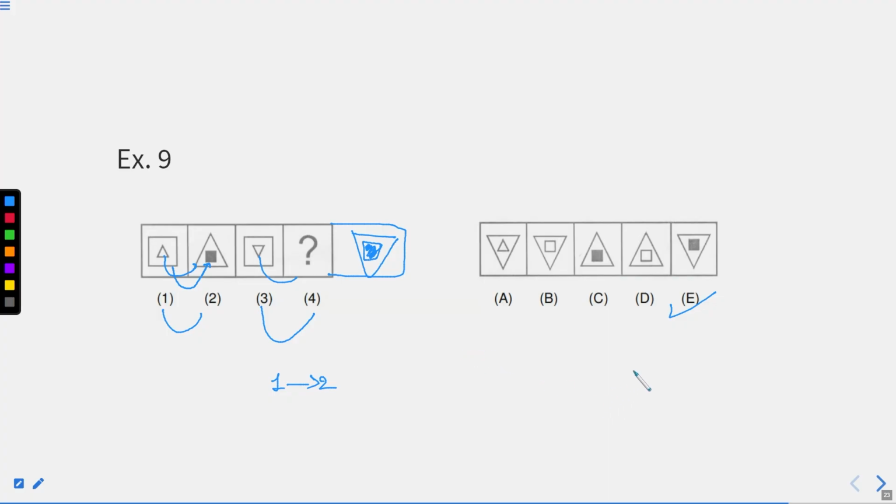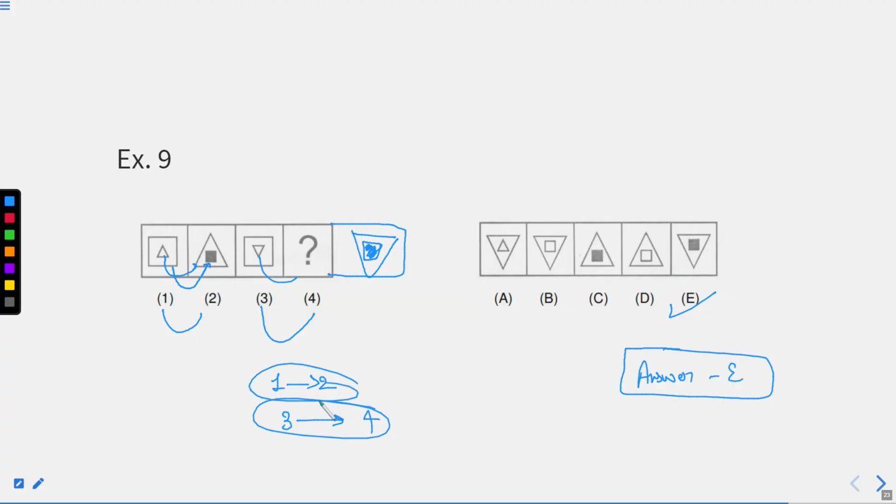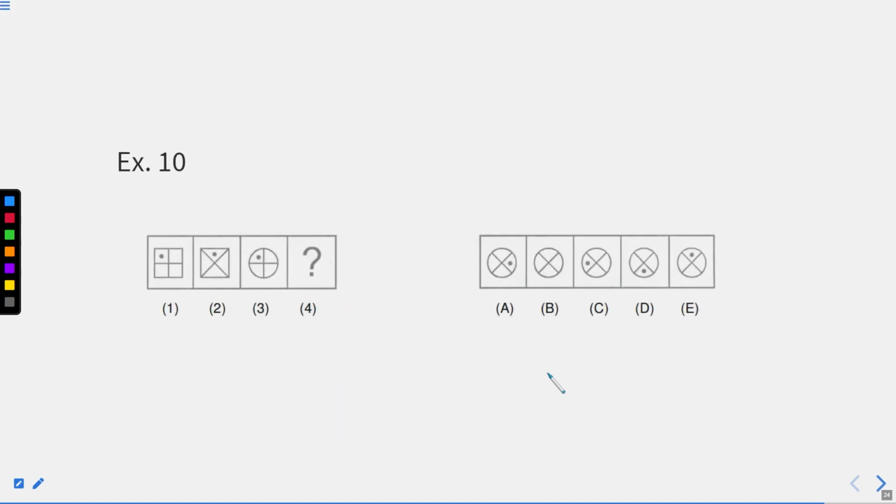The answer for this part will be E, right? You know the reason why. First, we are finding the relation between the first figure and the second figure, and we are supposed to follow the same relation in third to fourth. Okay, with this, I'll be taking the last question of this chapter, I think, right? In this, I'll be explaining again the same concept.